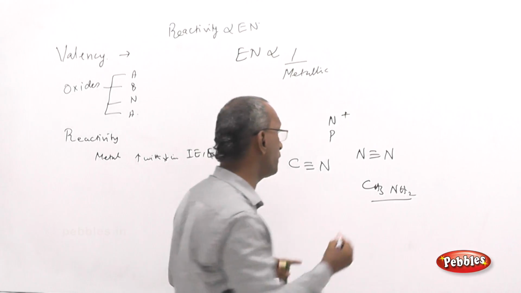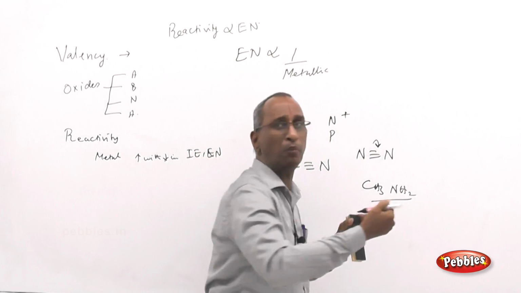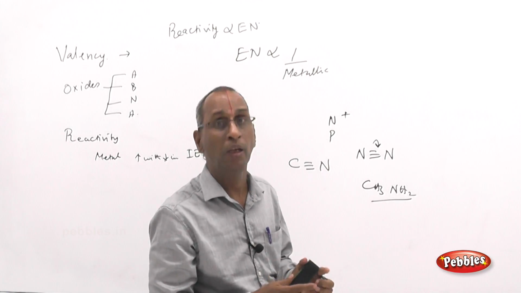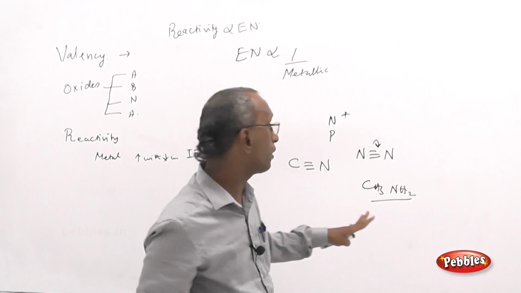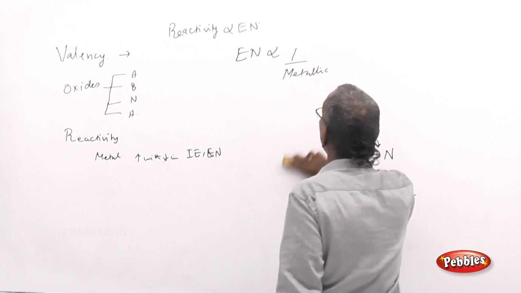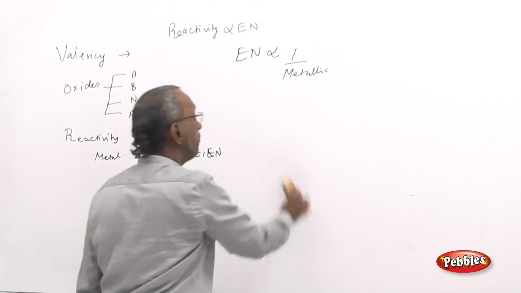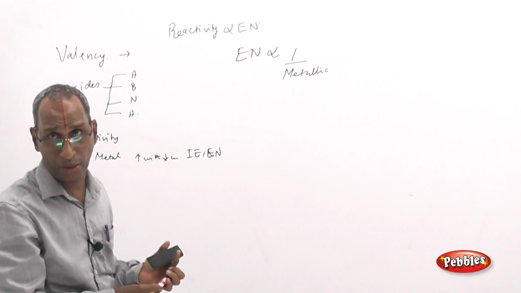High bond order means the electrons are better bonded. Better bonded means we cannot remove one electron or add one electron. It is not at all possible. So that is to be noted. Electronegativity is inversely related to the metallic character of the element.